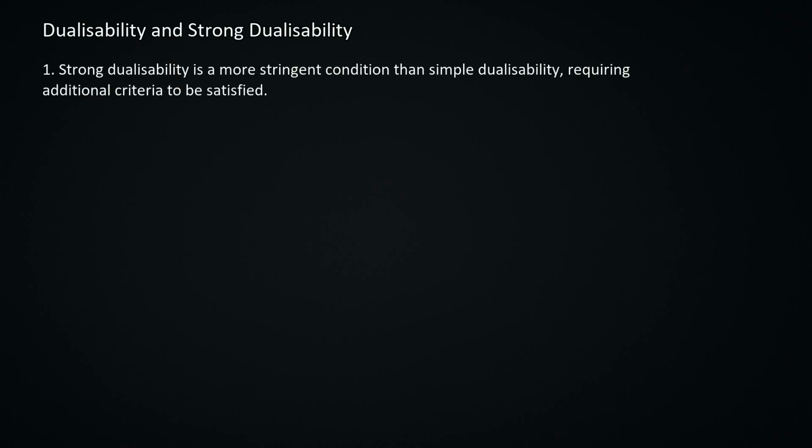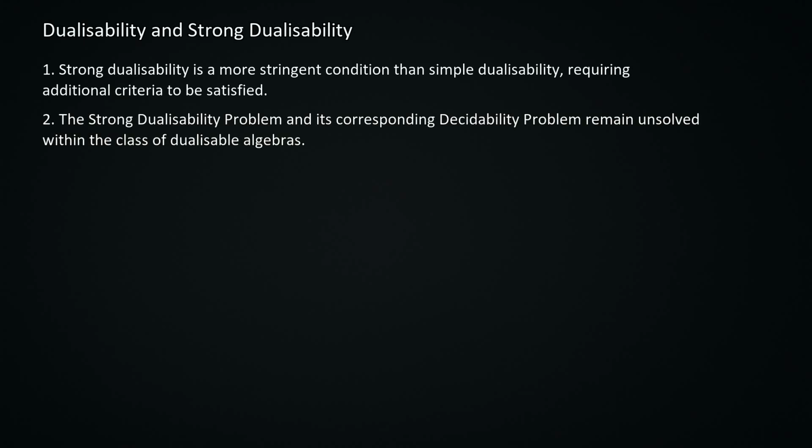Strong dualisability is a more stringent condition than simple dualisability, requiring that the duality not only exists, but also satisfies additional criteria. This part of the text explores the concept of strong dualisability, which ensures that a finite algebra can create a natural duality that is a special kind of dual category equivalence. The strong dualisability problem and its corresponding decidability problem remain unsolved within the class of dualisable algebras.